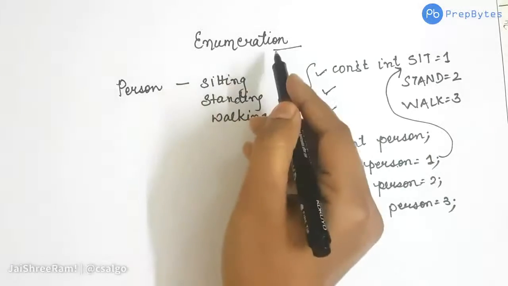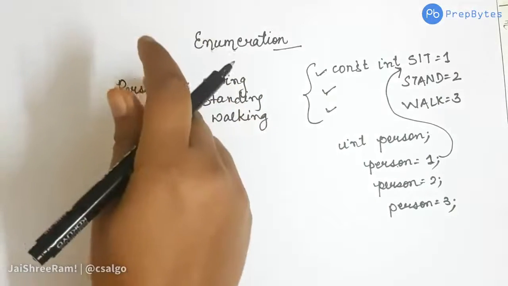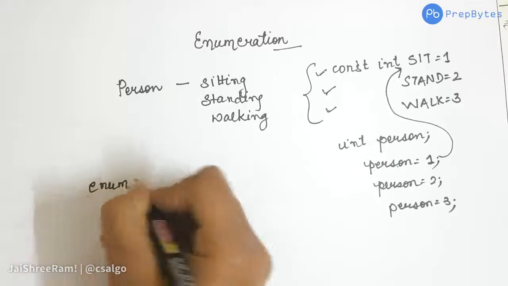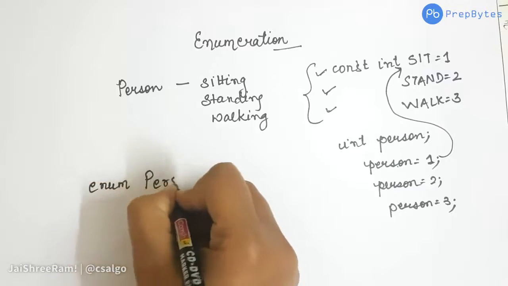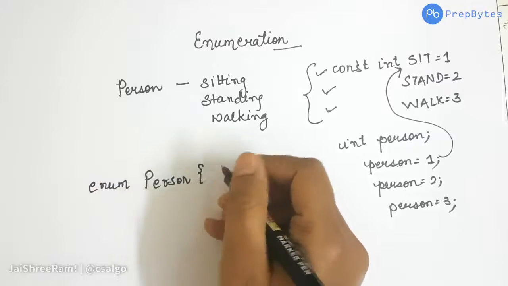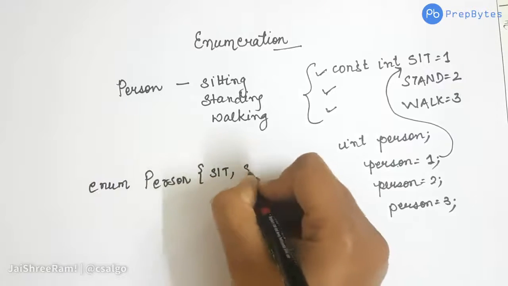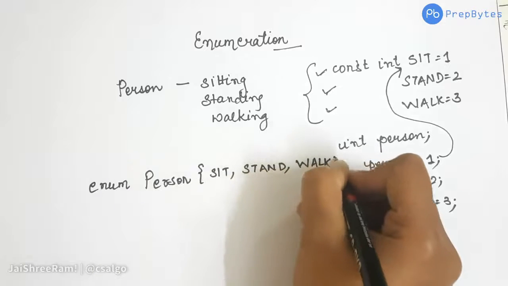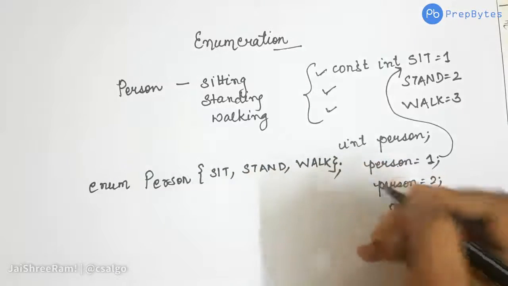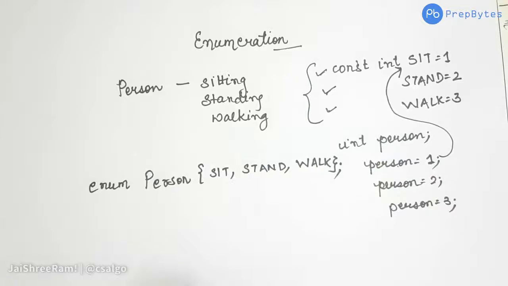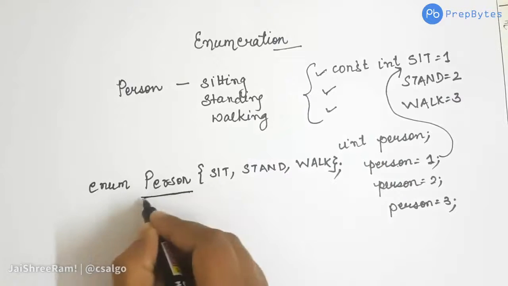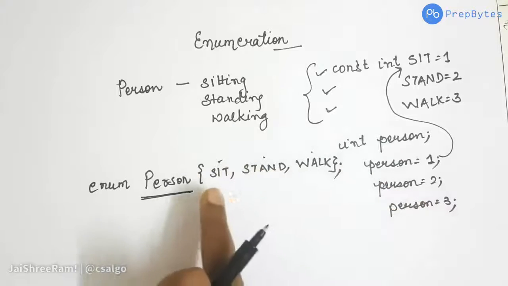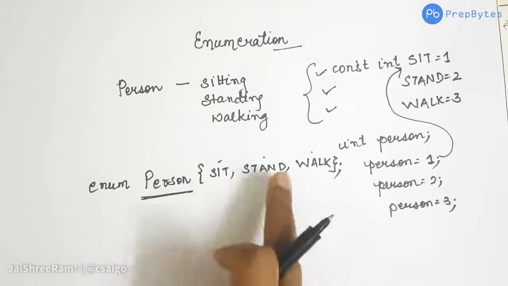So what we do in enumeration is we declare a data type person. We have a keyword enum. Enum is the keyword here, and we do enum person, and we have three values: sit, stand, walk, semicolon. So what is happening here? We declared a data type person, and the person can either be sitting, standing or walking, and I've said that person can have these three values: sit, stand and walk.